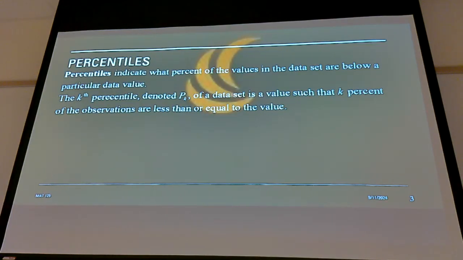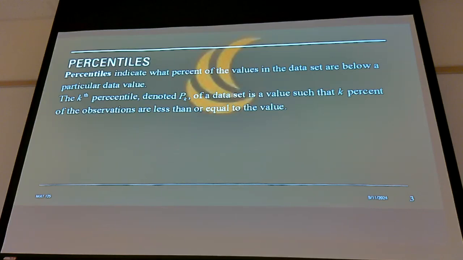Kth percentile is denoted as P sub k. And it's the value such that k% of the observations are less than or equal to that value. Median is P50. It's the 50th percentile.